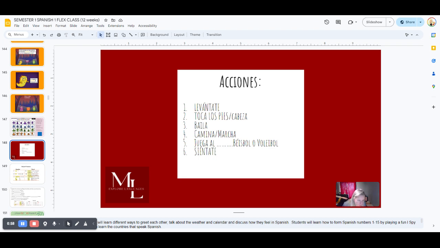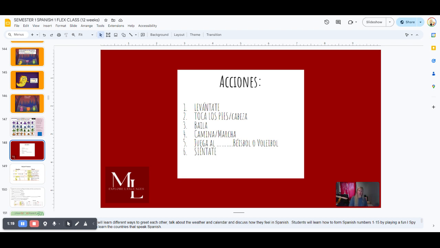Levántate. Okay. Toca la cabeza. Toca los pies. Baila, baila. Camina. Marcha.